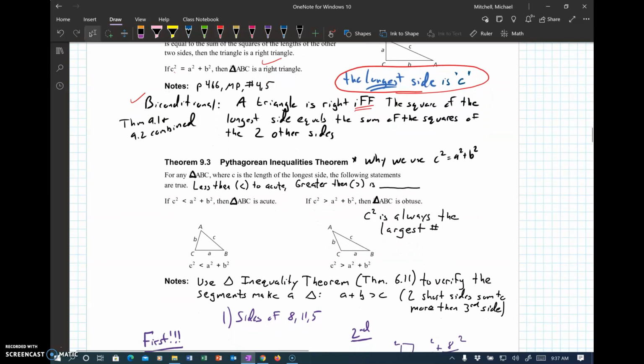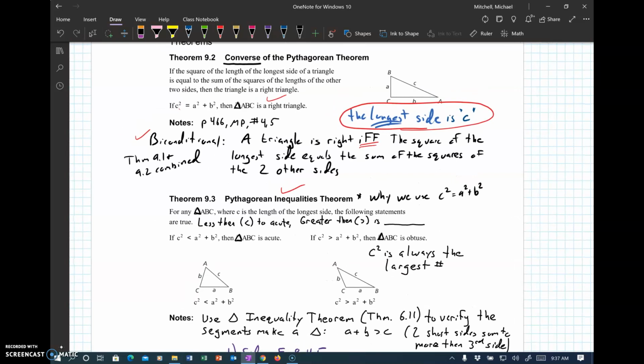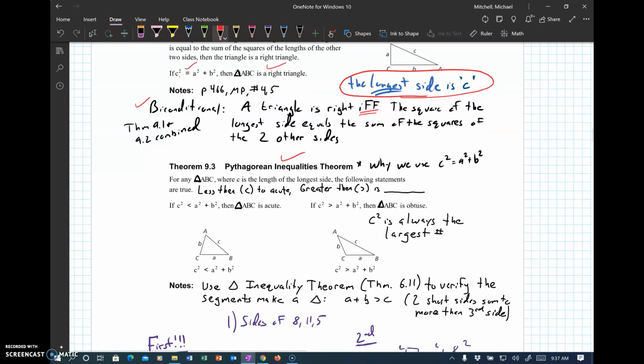Now, related to this, we have the Pythagorean Theorem inequality. I really like the C squared on the left, because that way our less than fits with acute and our greater than fits with obtuse. So you can see those: greater than, obtuse; less than, acute. That's a more logical fit for me. I think of these three together: if it's equals, it's right. If it's less than, it's acute. If it's greater than, obtuse.